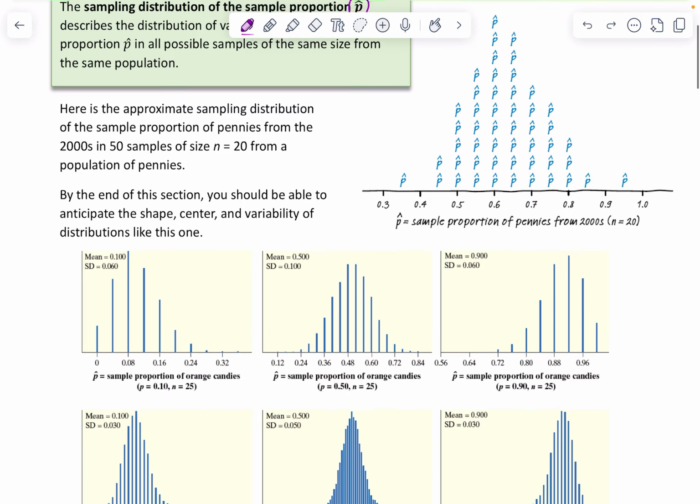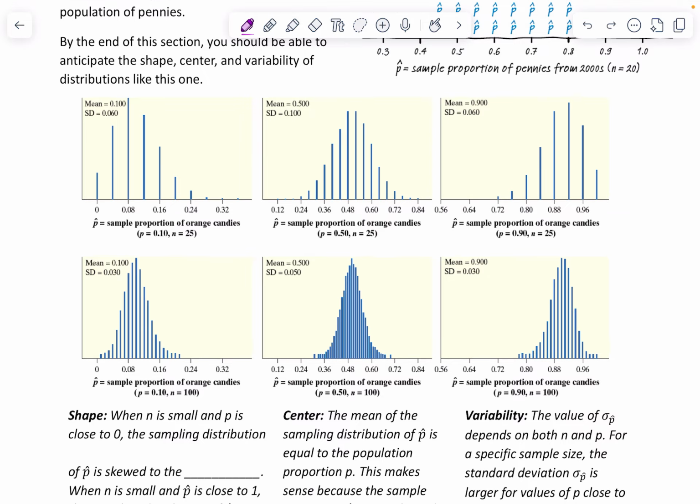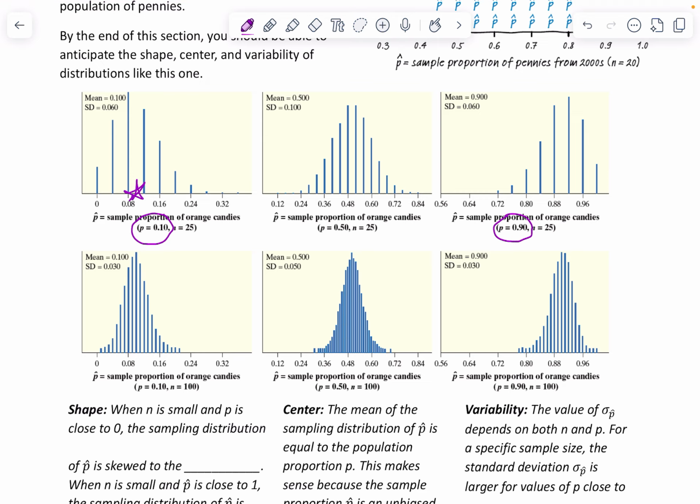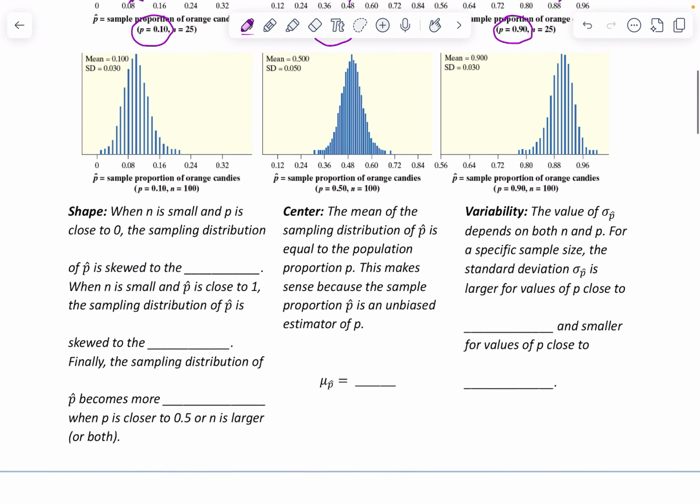Okay, so kind of like when we were talking about binomial distributions, when our sample proportion is small, like 0.10, all of our data is going to be on that small side. When our proportion is 0.9, all of our data is going to be centered around 0.9. And when it's kind of 50-50, it's going to be in the middle. Okay, kind of symmetric.